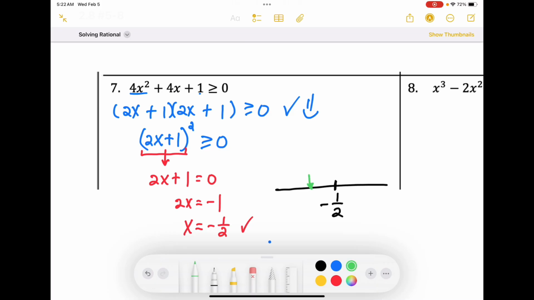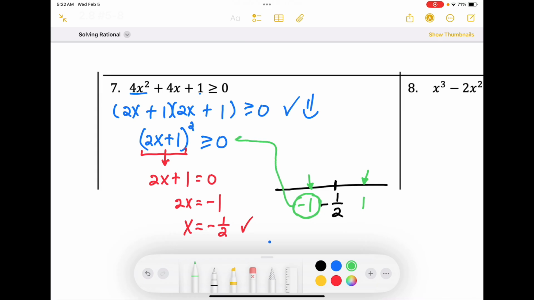Very important. So now I'm going to check some numbers. What number am I going to check on the left side? Can I pick -10? Yes. Can I pick -1000? Yes. But like us, no need for a calculator, so I would just pick -1. Check it out. Can I pick 0 on the right side? Can I pick 2? So just pick some number bigger than -1/2. So I'm going to pick 1. So here we go.